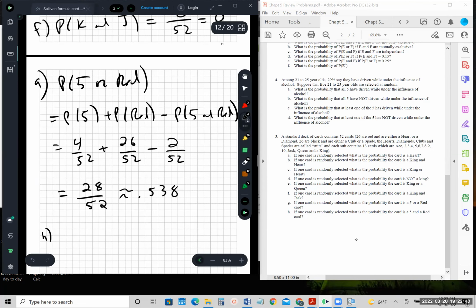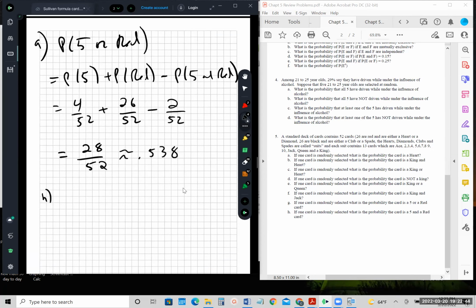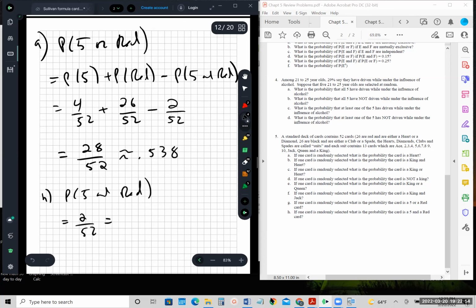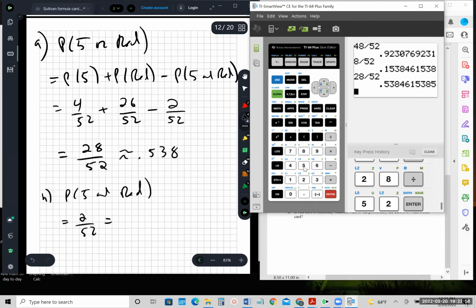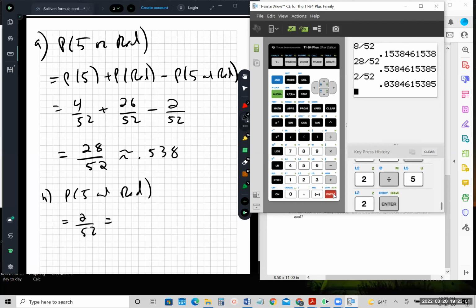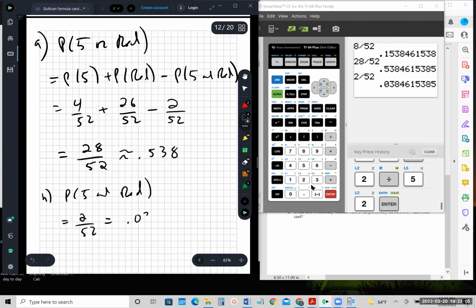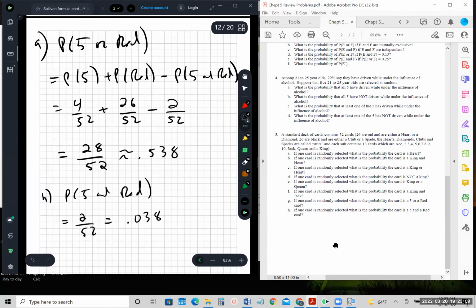And then I believe we have one more. H would be, if one card is randomly selected, what is the probability the card is a 5 and a red card? So the probability of 5 and red, well, we kind of used that in the last one. That would be 2 out of 52 because it would be the red heart and the red diamond that's a 5. So if we do 2 divided by 52, we get 0.0384, so roughly 0.038. Okay, and that would be the review.